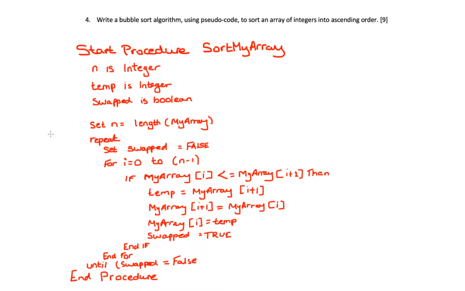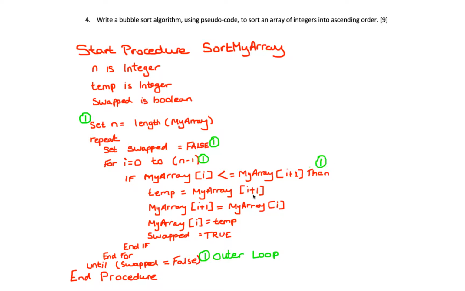So where do we get our marks for this question? The first mark comes from initializing n and setting that to the length of the array. The second mark comes from the terminating condition of the outer loop. The third mark comes from initializing the swapped variable, and the end condition of the for loop gets you another mark. The if statement, comparing both concurrent values in the array, gets you another mark.